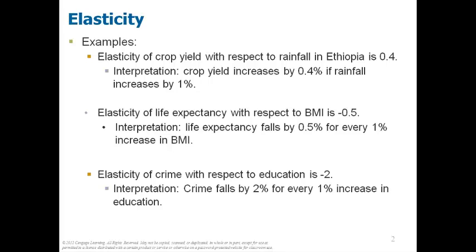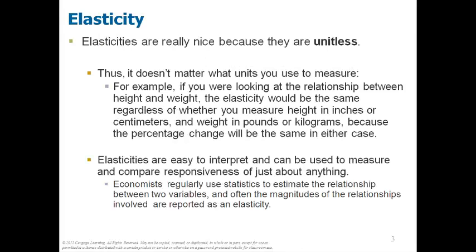So for instance, going back to the previous examples, we see that there's a bigger effect on crime when education spending goes up, because the elasticity is -2, than the effect of BMI on life expectancy, which is only 0.5. So here we can compare these two things that are completely different, and it's really easy to get a handle on it. So that's one of the reasons why elasticities are nice. And they're easy to interpret, and you can use them to compare responsiveness of just about anything to anything else.